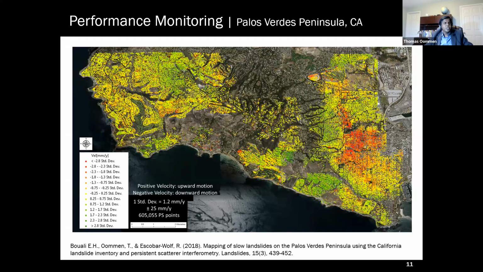The colors represent the mean velocity, where yellow is close to zero, meaning there is no movement at all. The colors are represented as velocity in millimeters per year, and red means there is movement away from the satellite. So those are areas where there is a lot of movement happening away from the satellite, which is usually a slope failure or ground settlement. And green represents areas where there is uplift happening, which could sometimes be the toe of a slope.